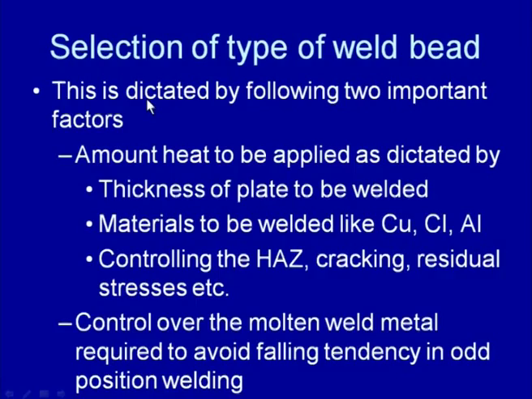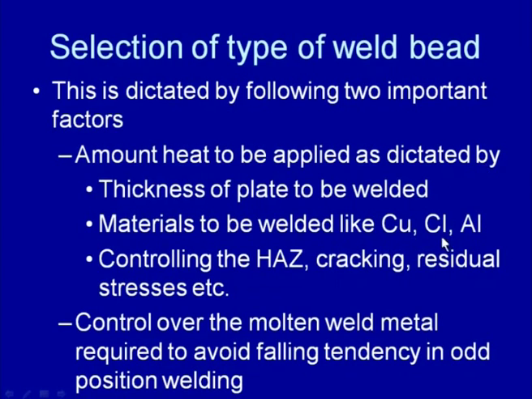So, if we see here, the selection of the proper kind of bead for the welding is mainly dictated by the amount of heat that we need to supply during the welding, so that a sound weld joint can be made. And the requirement for the optimum amount of heat for developing a sound weld joint is mainly dictated by the thickness of the plate to be welded. The greater the thickness of the plate to be welded, the more heat is desired. So, for this purpose we can use the weaver bead, where we will be able to put in a lot of heat during the welding. Metals to be welded, like copper, cast iron or aluminum.